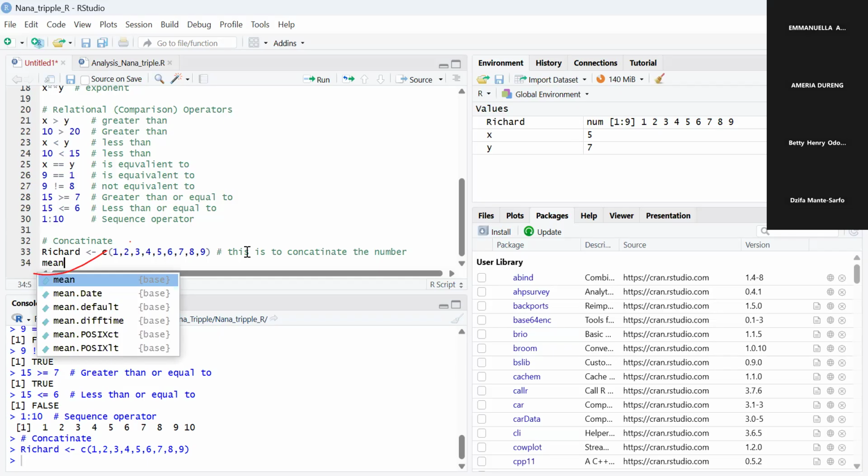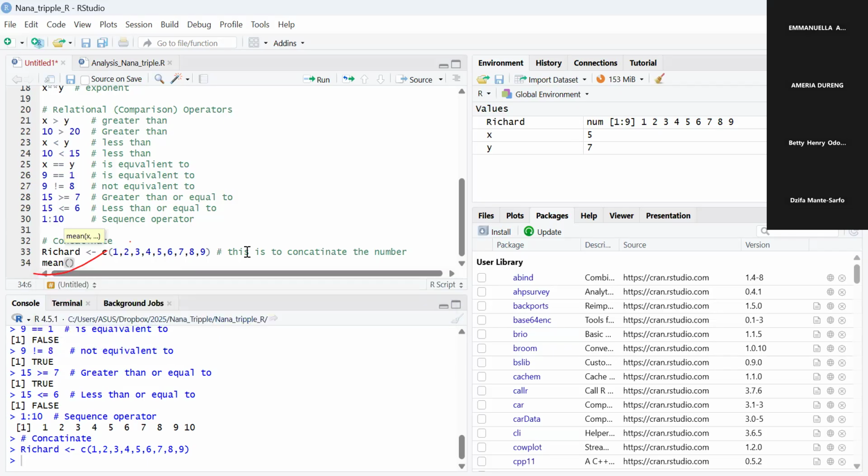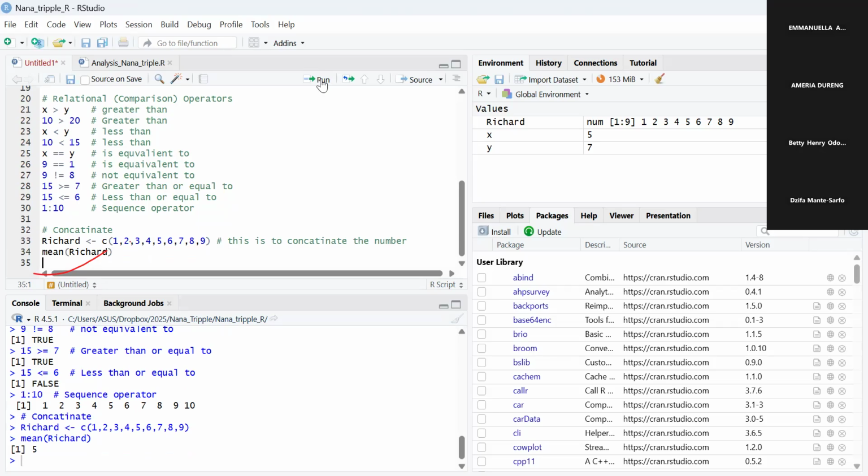Okay. Now let's do the basic mean of Richard. Let's see what we get. What is the mean? I'm saying I add all this and find the average, and it has given me 8. Let me do SD. So this is for the mean.